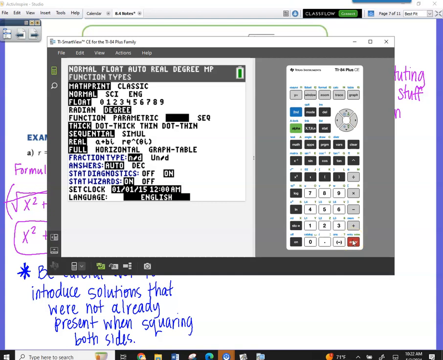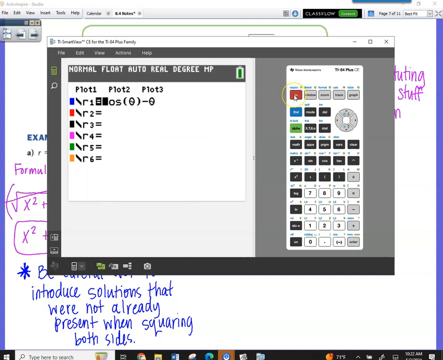It is going to change the y equals. Because remember, polar doesn't have y. Polar has r and theta. So it's going to change it. It's not going to really be y equals anymore. It's going to be r equals. So if we hit the y equals button, now you're going to see r equals.